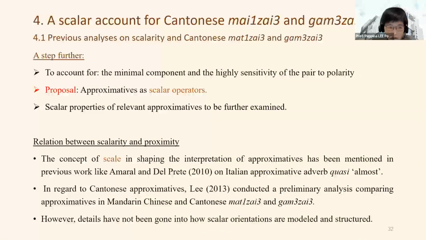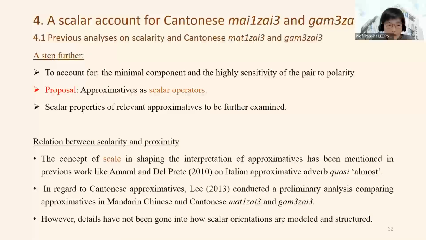The first relation is the relationship between scalarity and proximity. The second one is the relationship between scalarity and polarity. In other words, what we are claiming here is that proximity, which is a typical feature of approximatives, and polarity, which is a kind of unique feature of Mazai and Gamzai, are both related to the scalarity properties in semantics.